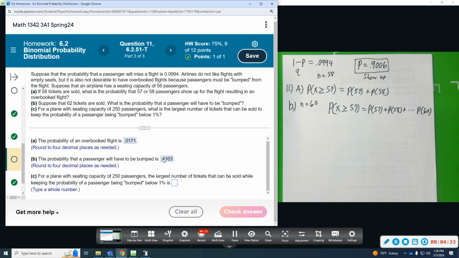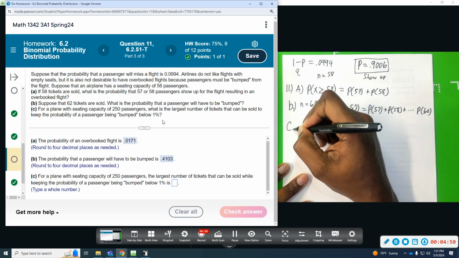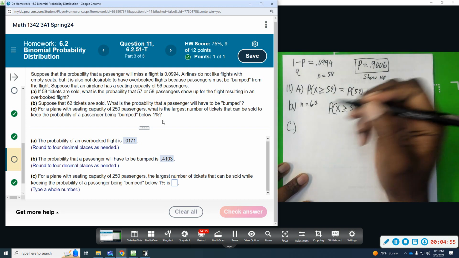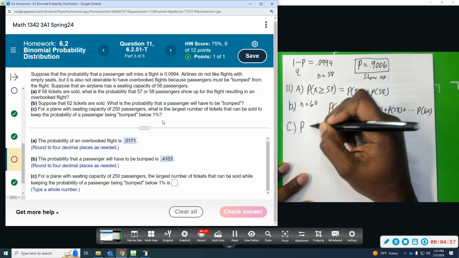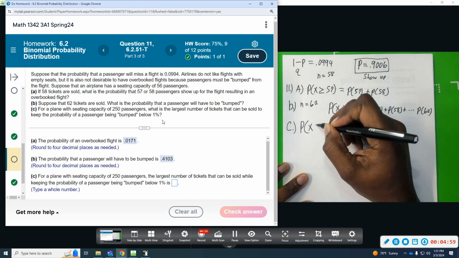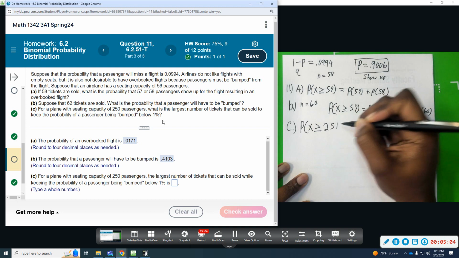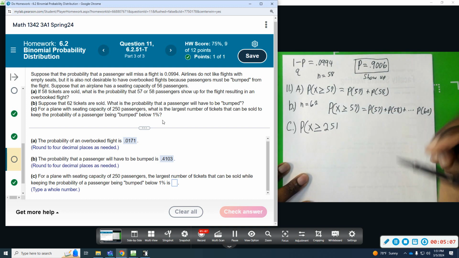All right, and then part C. So a plane with a capacity of 250. What's the largest number of tickets that can be sold to keep the probability of a passenger being bumped below 1%? Okay, so part C. We're looking for a probability that X is greater than or equal to 251. So this is going to be more than 250 seats.